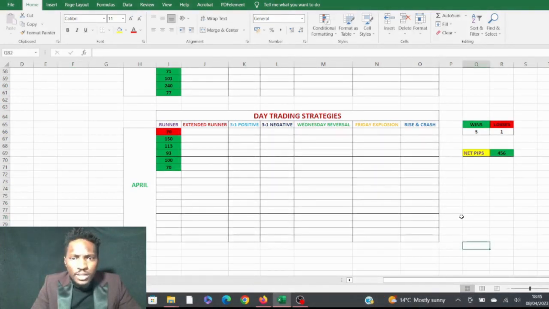Now, in terms of the strategies that I trade, you can see clearly here at the top of the Excel spreadsheets the strategies that I do trade when I'm day trading live. And obviously, like I said, this is not something that you're going to find anywhere, guys. This is a strategy that I've personally developed myself.